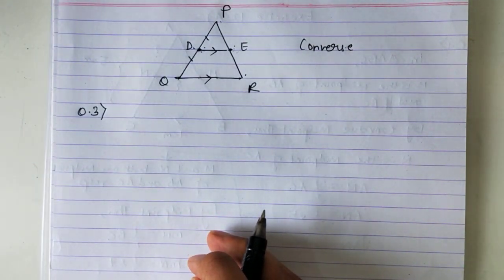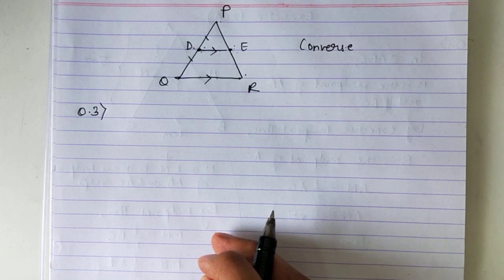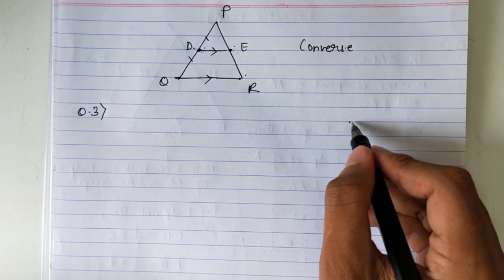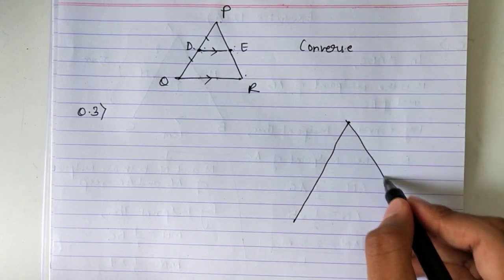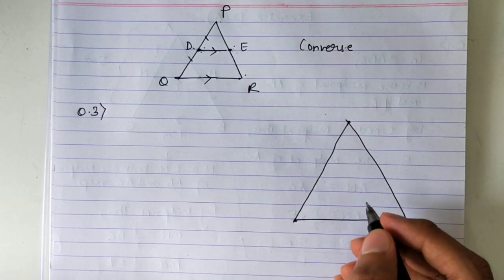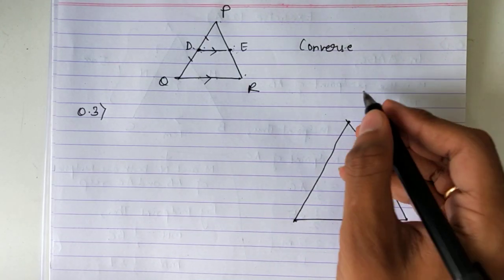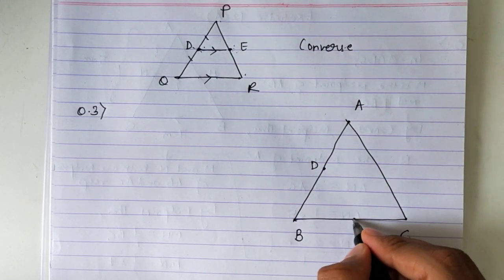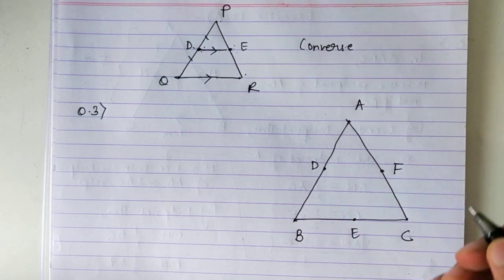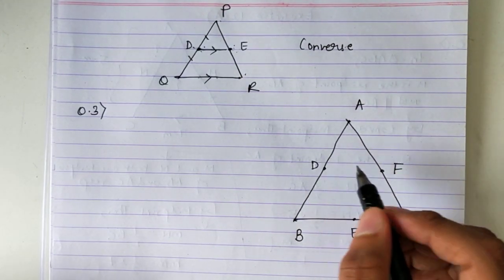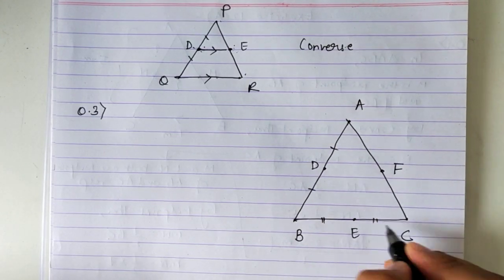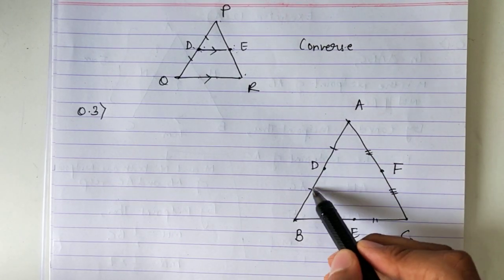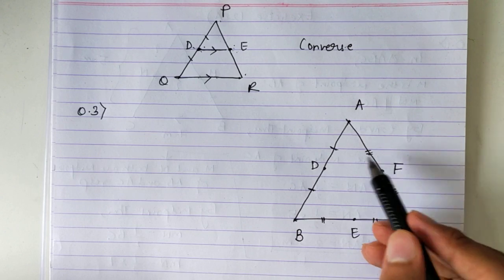Question number 3 says, D, E, F are midpoints of the sides AB, BC and CA. So there is a triangle. D, E, F are midpoints of AB, BC and CA. So D is here. All these 3 points are midpoints. Whenever you mark midpoints, you cannot repeat the marks. For example, if you use 1 dash here, you have to use 2 here and then 3 here. You cannot repeat them.